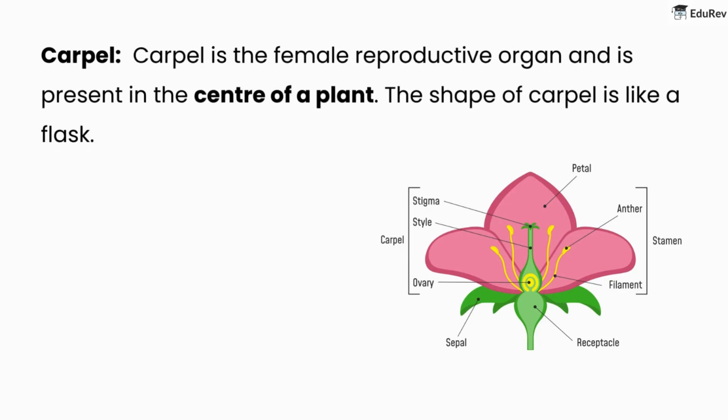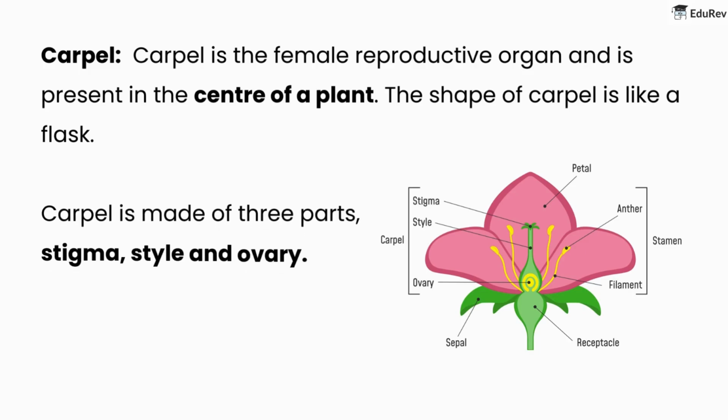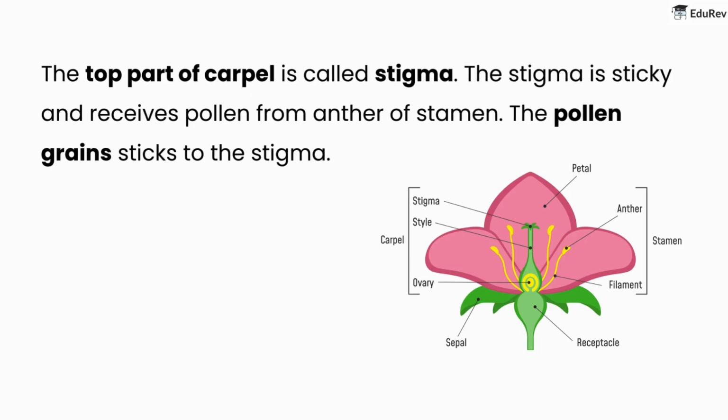Carpel. The carpel is the female reproductive organ and is present in the center of a plant. The shape of the carpel is like a flask. The carpel is made of three parts, stigma, style and ovary. The top part of the carpel is called the stigma. The stigma is sticky and receives pollen from the anther of the stamen. The pollen grains stick to the stigma.